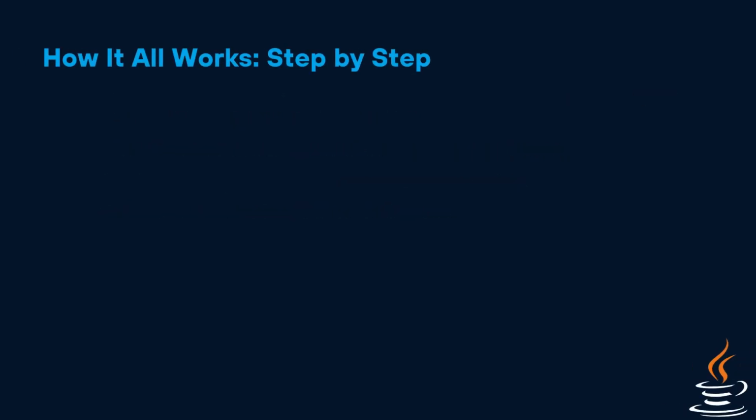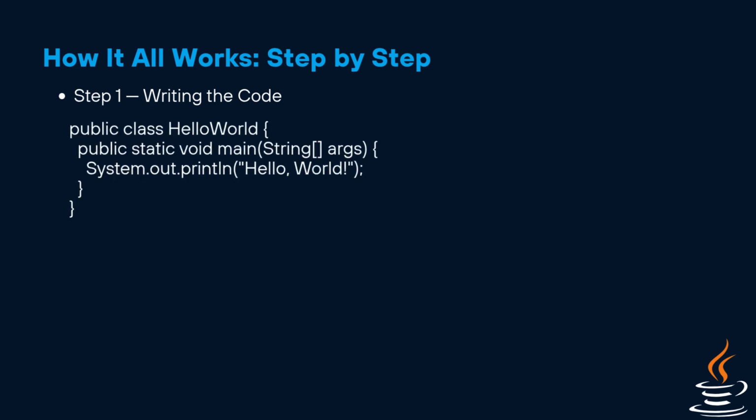How it all works, step by step. Let's go through what happens when you write and run a Java program. Step 1: writing the code. You start by writing your Java code in a text file like this. You save this as HelloWorld.java.